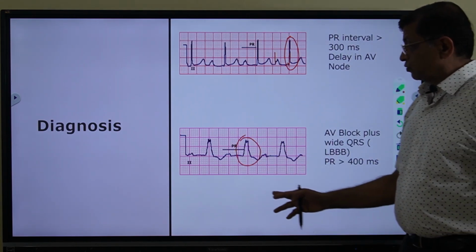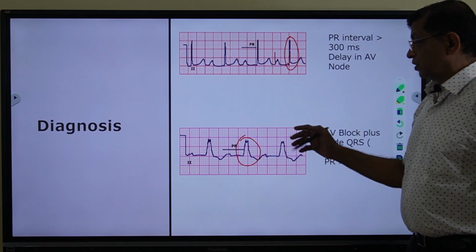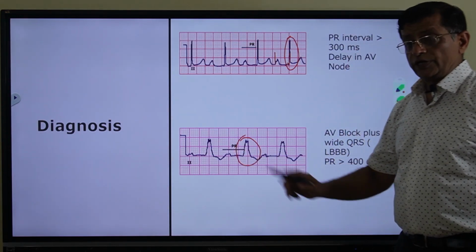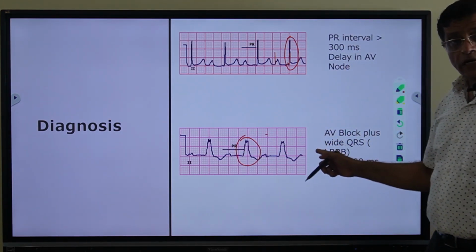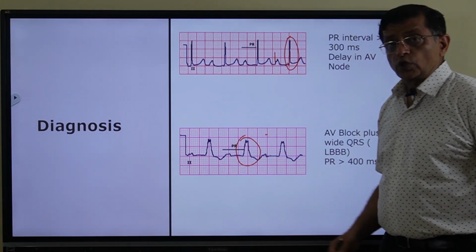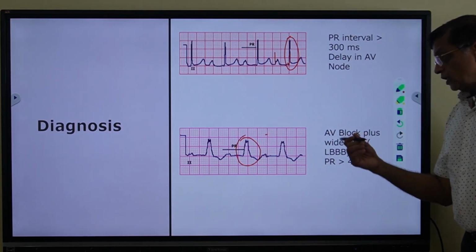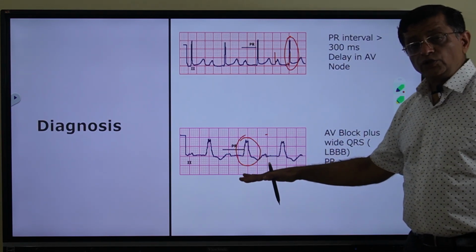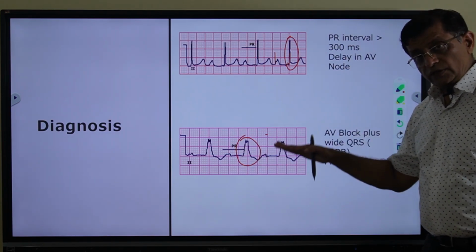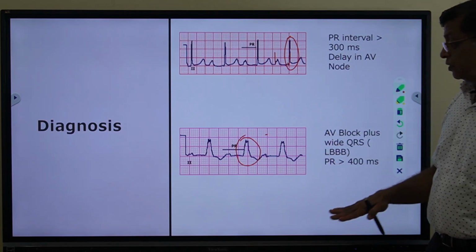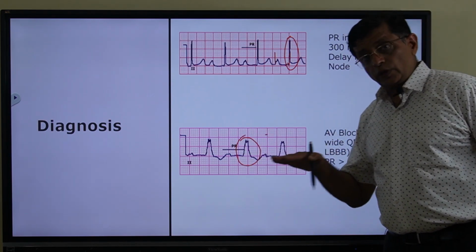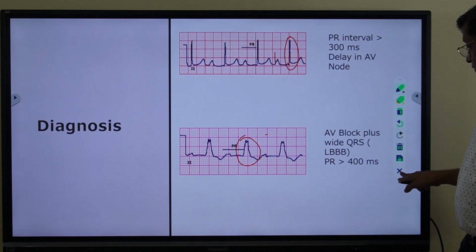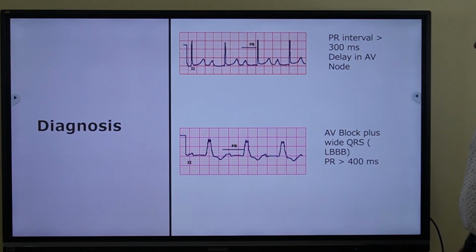For example, if this is lead 1 instead of lead 2, then this becomes left bundle branch block with first degree AV block, which is called bifascicular block. In such cases the block is usually below the AV node, either in the bundle of His or in the Purkinje system. Hence, usually such patients will require a pacemaker.